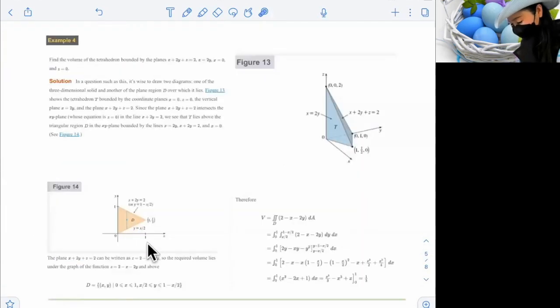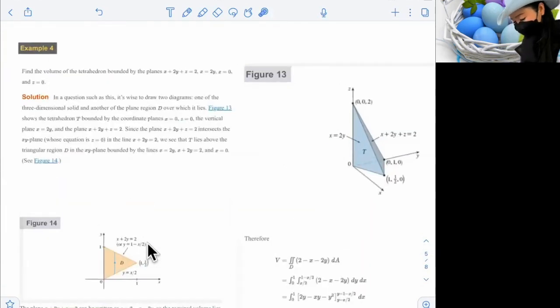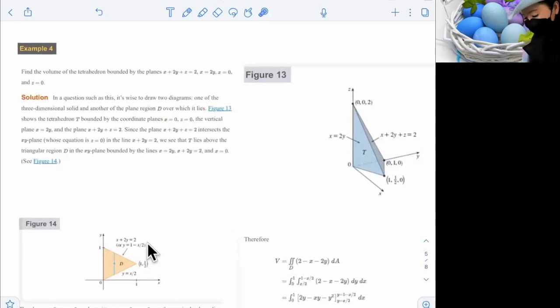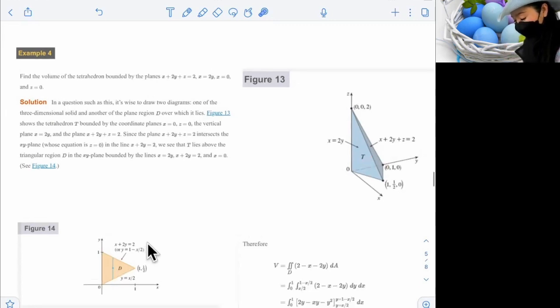More example. This is example number 4. So here is a tetrahedron. What is a tetrahedron? This is an example of a tetrahedron. It has 4 surfaces. So 1, 2, 3 on the side and the bottom, the base. So 4 surfaces. And it's bounded by this plane x plus 2y plus z equal to 2.